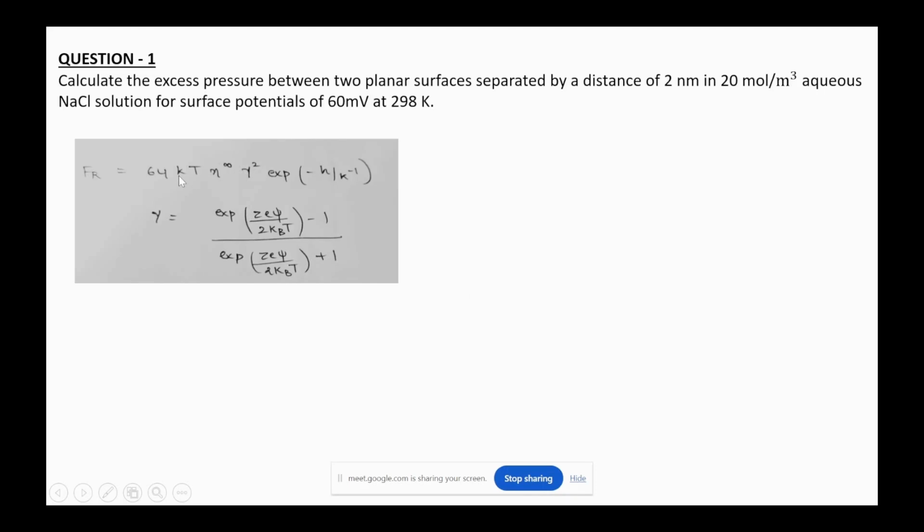So it is 64 times kT n infinity gamma square exponential of minus h by kappa inverse, and then your gamma is nothing but exponential of the Boltzmann factor Ze psi by 2 kBT minus 1, divided by exponential of Ze psi by 2 kBT plus 1.